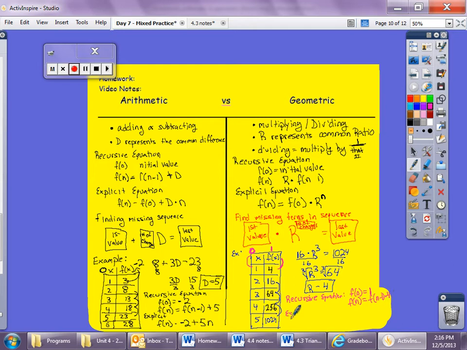And then our explicit equation, and we could have written 4 times f of n minus 1, and thus the explicit is f of n equals f of 0. Well, f of 0 is 1, so it's 1 times our r, our common ratio, which is 4 to the power of n. So that's how we get our explicit equation, our recursive equation, and we find out what the value of r equals. So now we have arithmetic sequences and we have geometric sequences.